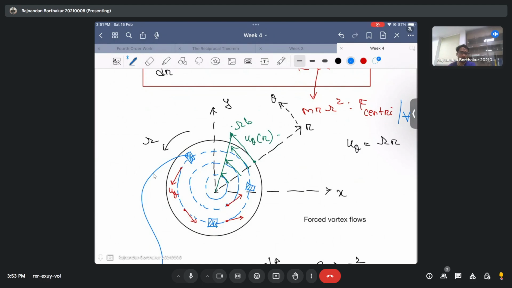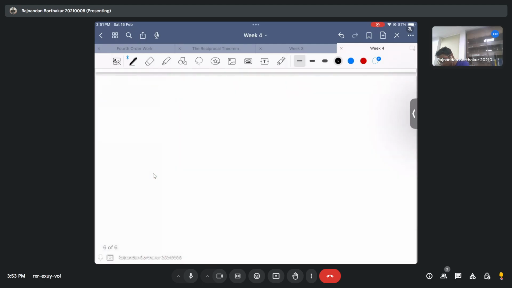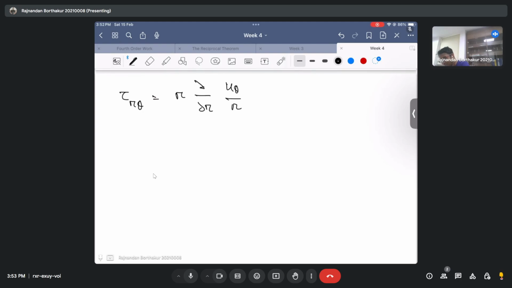There is no deformation of this fluid element, and that can be very easily inferred if we calculate, let's say, the tau r theta component of stresses, because the deformation in this context can only be reflected in the tau r theta component of the deviatoric stress. Okay, and as you know, the tau r theta stress component is just mu times r times del by del r of (u theta by r), because once I know u theta, I can always calculate the stresses.